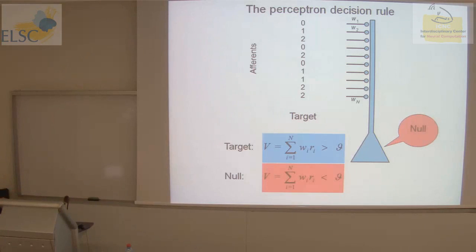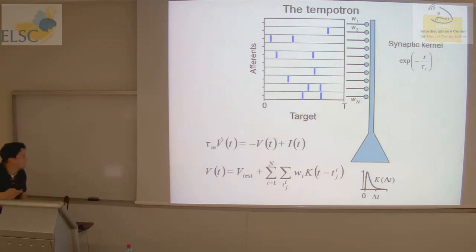Okay, so this is an old model, as you all know, introduced in the 60s, that has been very powerful and successful. One of the big advantages is that it has a convergence proof. It tells us that if there is a solution, the learning rule will find it. Okay, so back to the temporal problem.